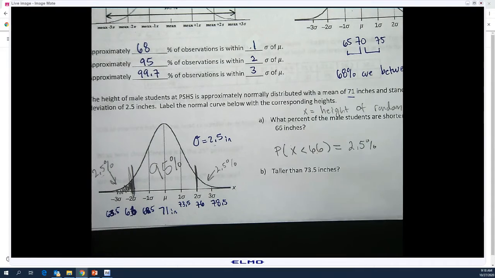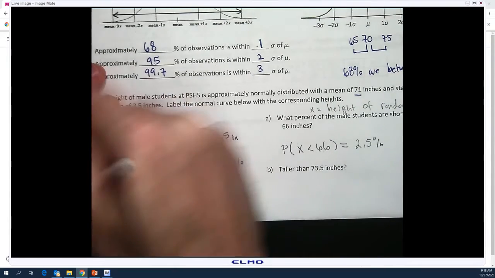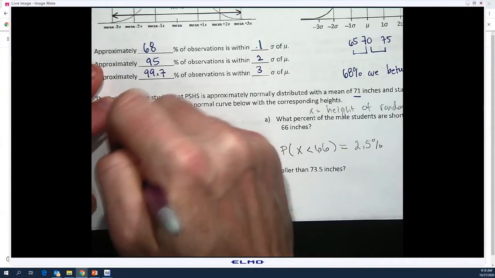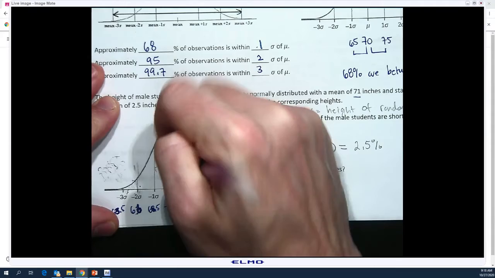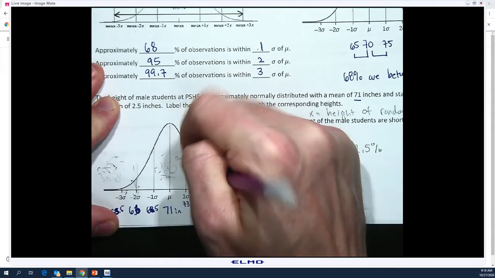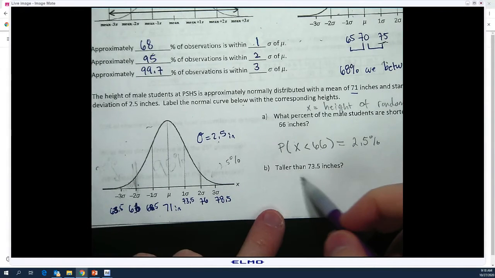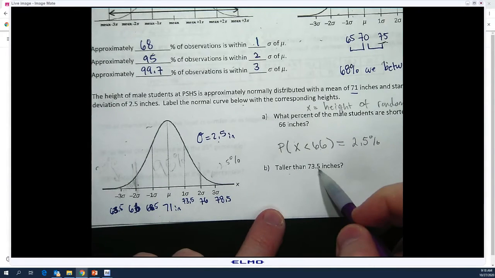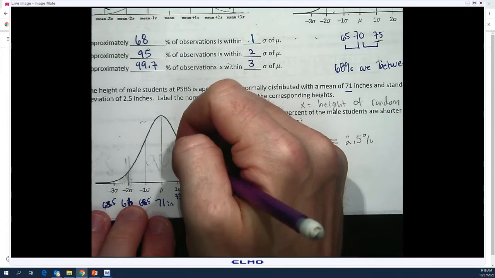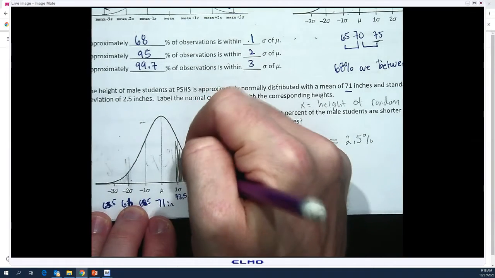All right. I'm going to erase these markings here so I can do the next one. So I'll erase that 2.5, erase this, erase that, 95%, and erase this. All right, next one says they want to figure out what percent are taller than 73.5 inches. So that's going to be asking for this area.